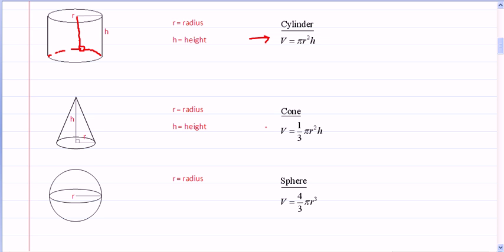For a cone, the formula is 1/3 pi r squared h. R is the radius and h is the height, and once again the height forms a right angle with the base. And the last formula, sphere, the formula is volume equals 4/3 pi r cubed, where r is the radius.